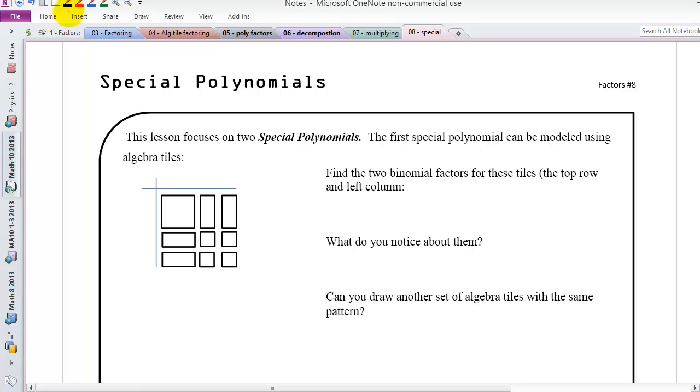Hi there, in this handout we're going to look at two special polynomials. The first special polynomial is one that we can model using algebra tiles, and I've drawn up a set of algebra tiles here. The first thing I'm asking you to do is to look at these algebra tiles and see if you can figure out the binomial factors. So we can do that just by drawing in our tiles here.